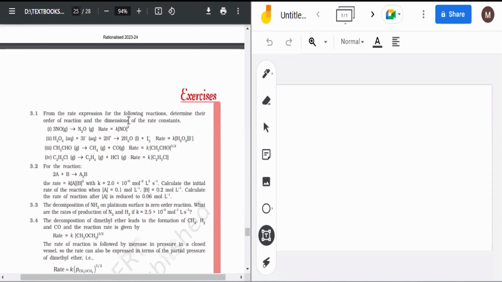So here the order of the reaction is 2. In the second part, the rate is equal to K [H2O2]^1 [I-]^1.